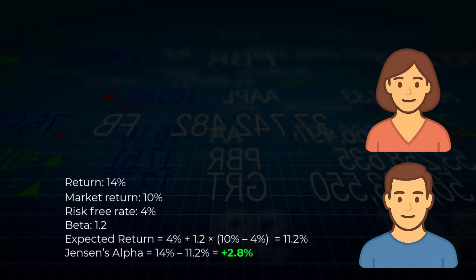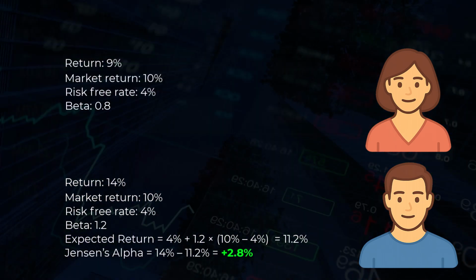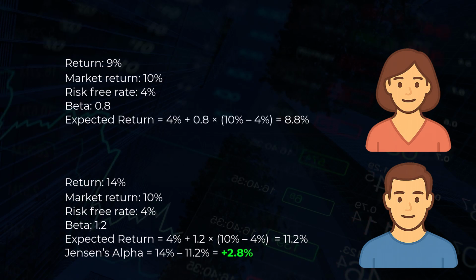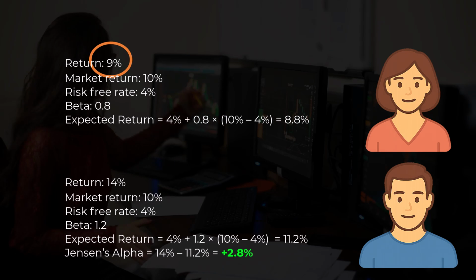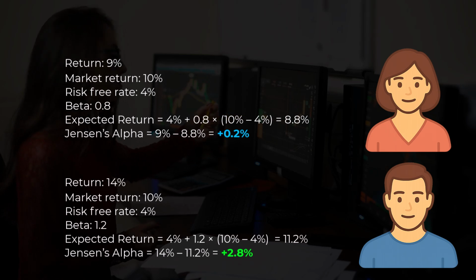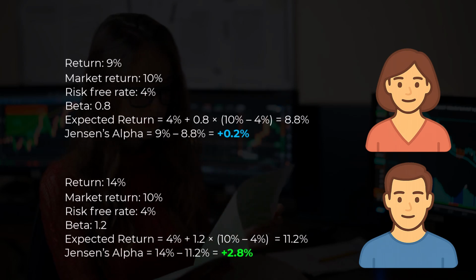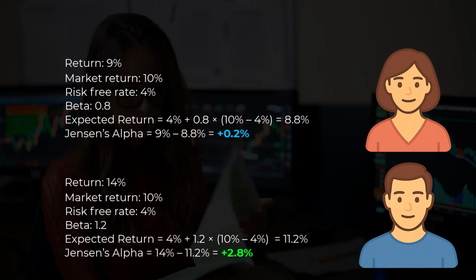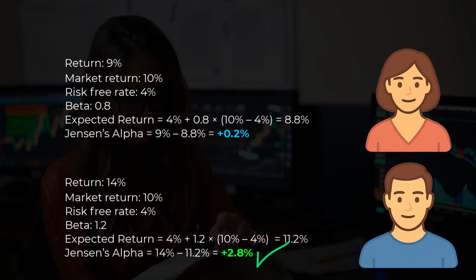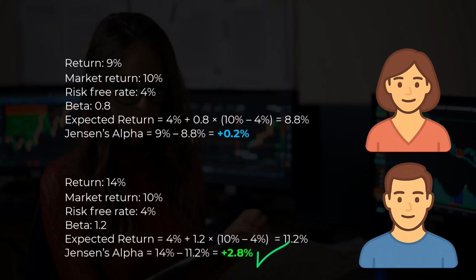His alpha is positive. But now take a look at Alice. Alice returned 9%. Her beta is 0.8, which is less risky than the market. Add these numbers to the formula, and Alice was expected to return 8.8%. But she returned 9%, not much higher, but still above. So in this case, her Jensen's alpha is 9 minus 8.8, which means 0.2%. Alice also added value, but just a bit. In other words, Bob took more risk, so his hurdle was higher. Alice was more conservative. And this is the key: Jensen's alpha adjusts for the riskiness of their portfolios.